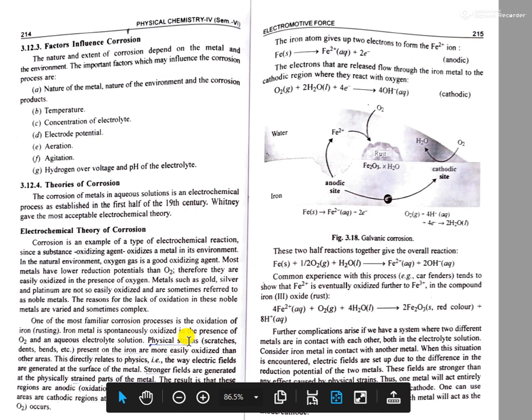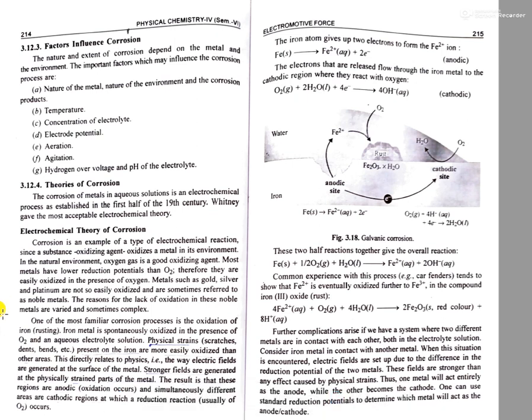and physical strains, that is scratches, dents, bends, etc., present on the iron are more easily oxidized than other areas. So if there are certain physically strained areas on the surface of the iron metal, those portions are easily oxidized, and this directly relates to physics, that is the way electric fields are generated at the surface of the metal. Stronger fields are generated at a physically strained part of the metal. That comes from the physics part.